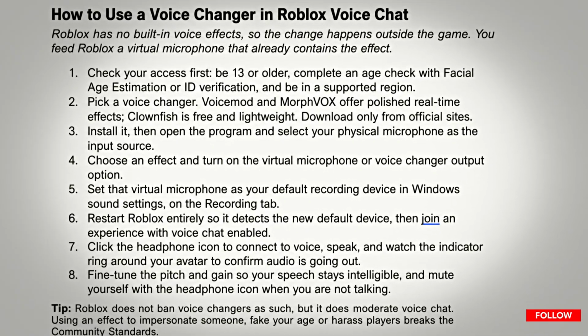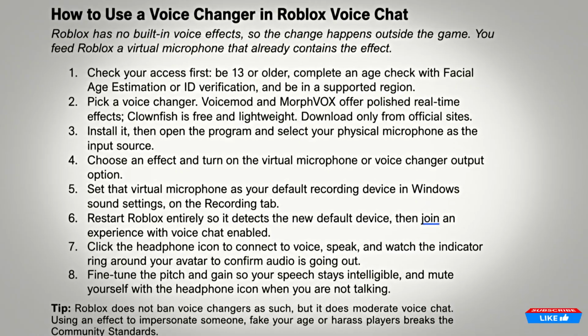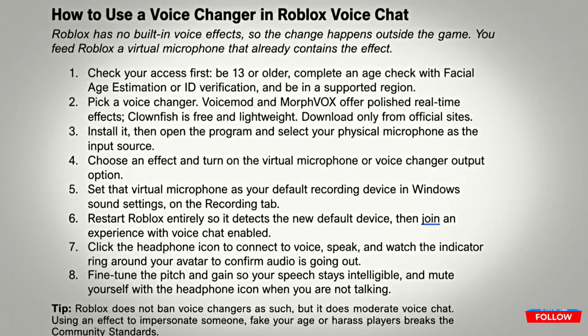Click the headphone icon to connect to voice, speak, and watch the indicator ring around your avatar to confirm audio is going out. Fine-tune the pitch and gain so your speech stays intelligible, and mute yourself with the headphone icon when you are not talking.